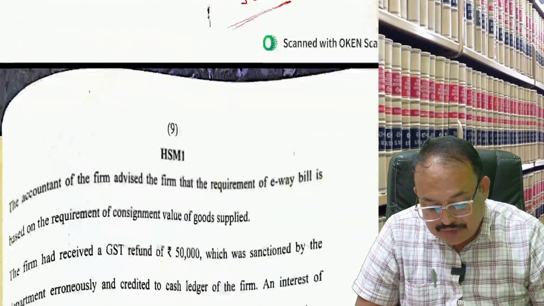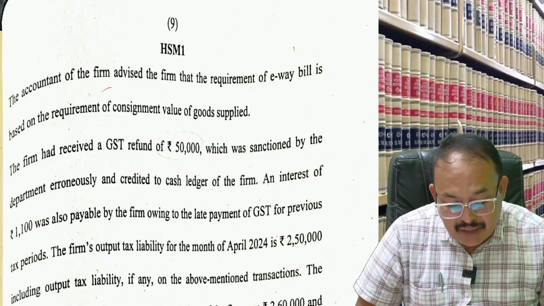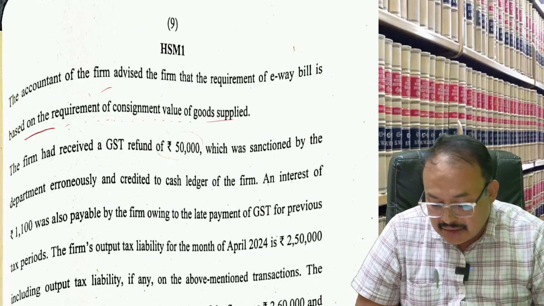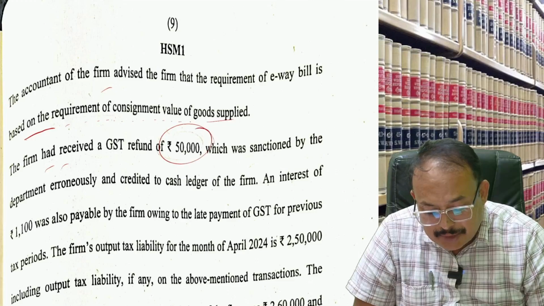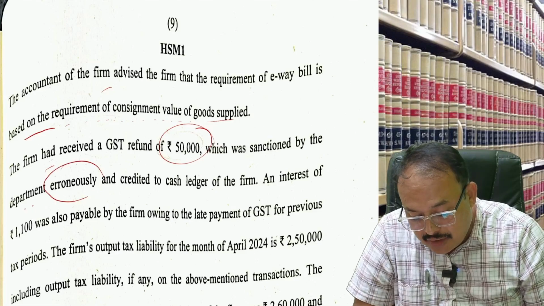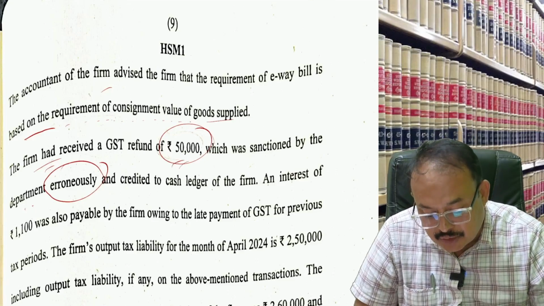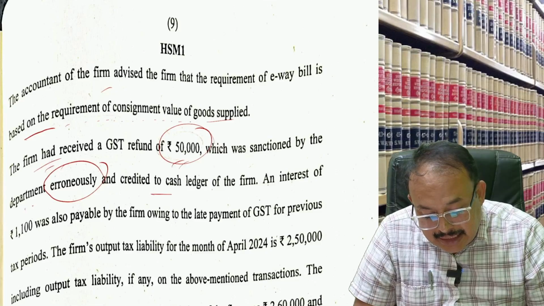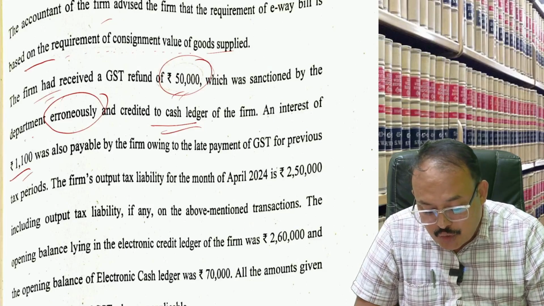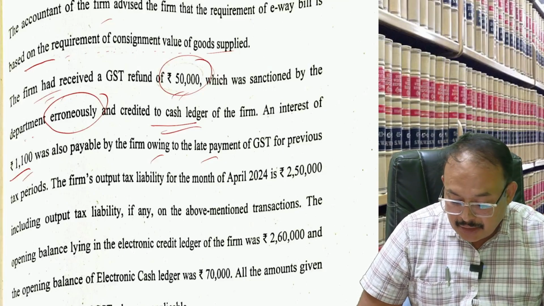Very good. Further, the accountant of the firm advised the firm that the requirement of e-way bill is based on the consignment value of goods supplied. The firm had received a refund of rupees 50,000 which was sanctioned by the department. Erroneously, the firm wrongly received the refund claim, which is not eligible. How much? 50,000. In the electronic cash ledger, the amount is available. Very good. An interest of rupees 1,100 was also payable by the firm owing to late payment of GST of the previous tax period. Very good.